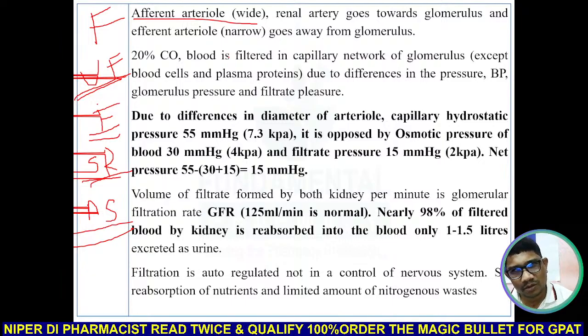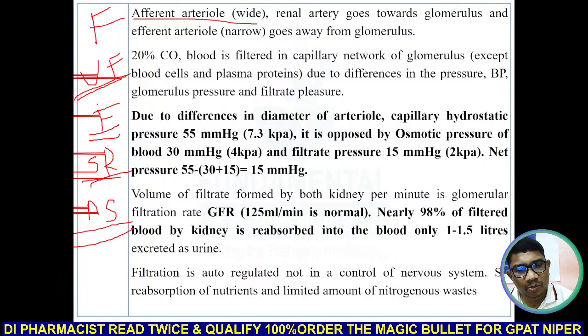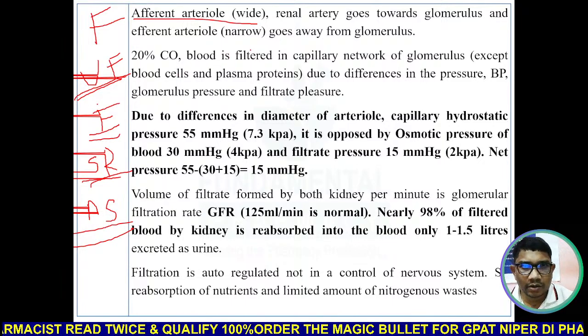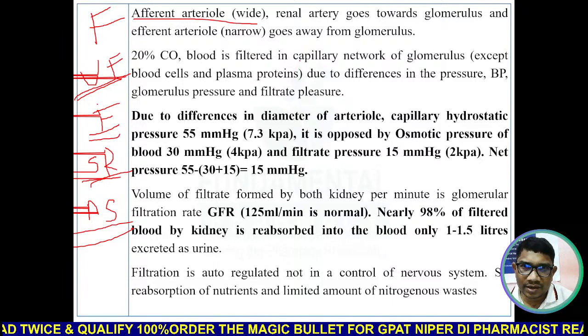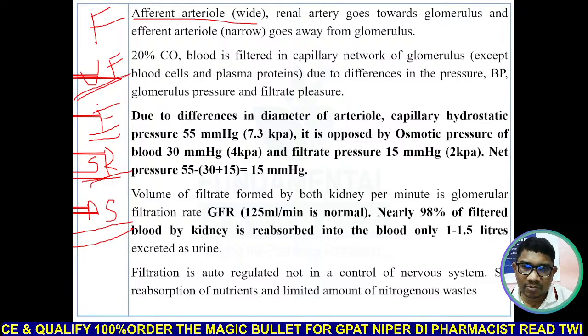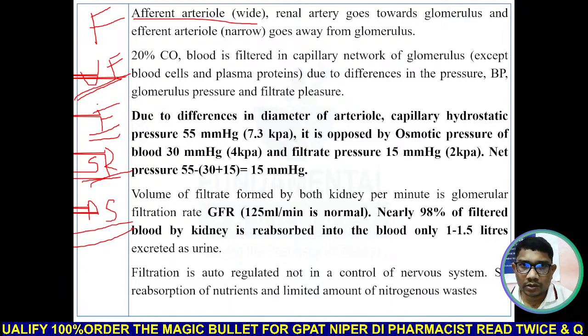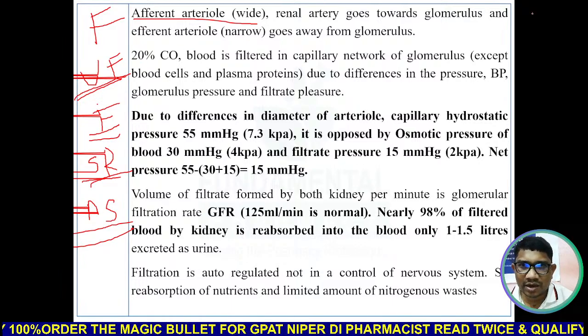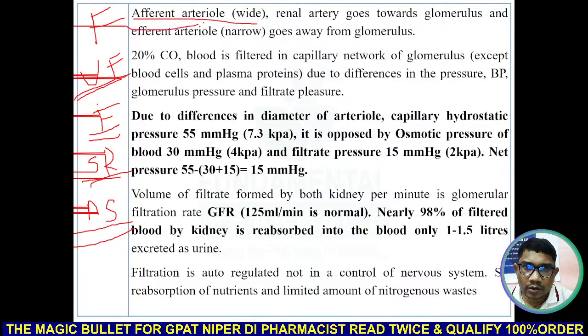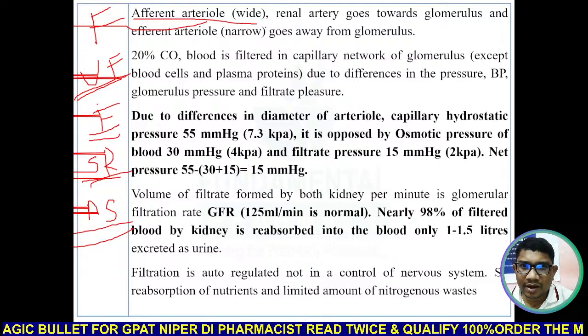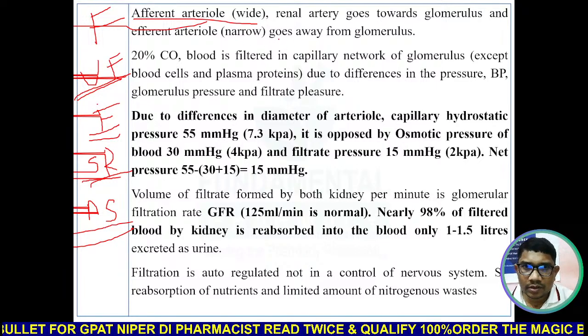So the afferent arteriole will supply blood to the Bowman's capsule. Afferent arteriole will divide into capillaries, and then the capillaries will again become an efferent arteriole. Now the difference in diameter: the afferent arteriole is wide in nature.